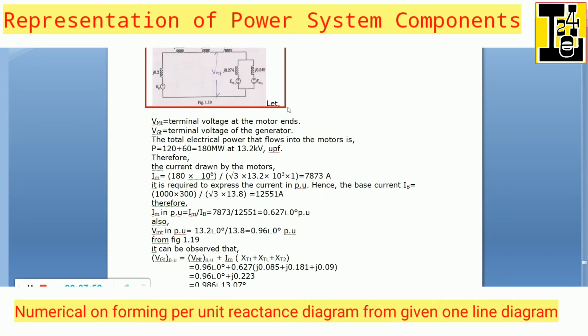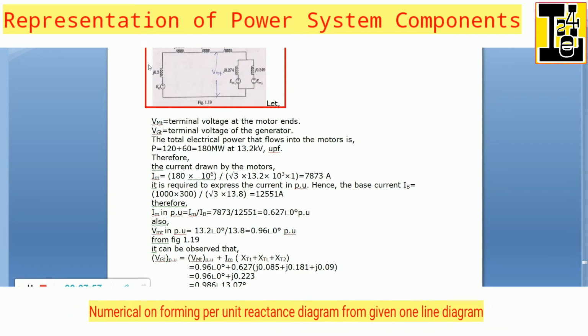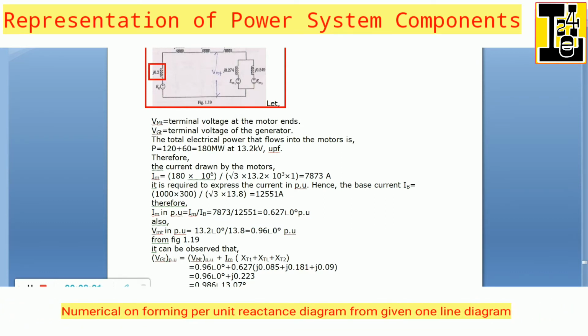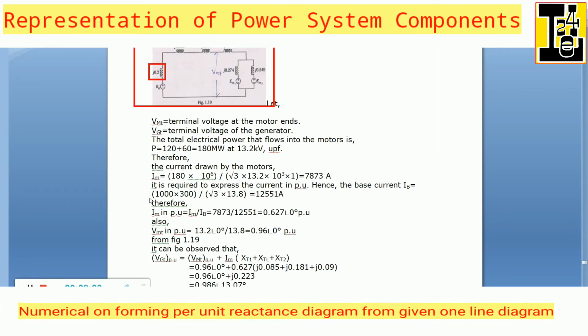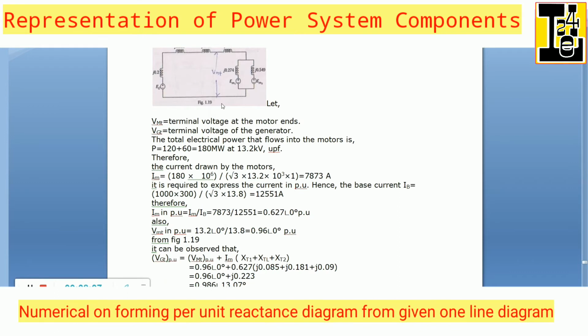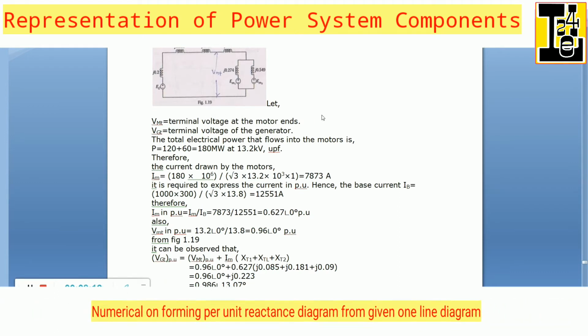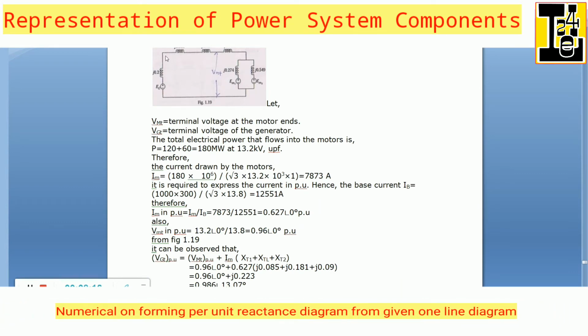Then how will it be called a per unit reactance diagram? We need to copy all the new reactance values beside these reactances. So it will become the per unit reactance diagram. So this is the first part of this problem. Now let us solve the second part. We need to calculate the generator terminal voltage after loading the motor.